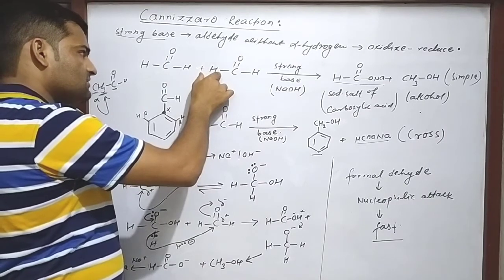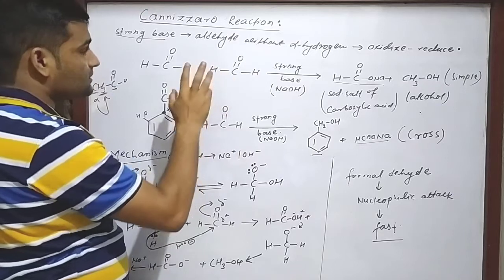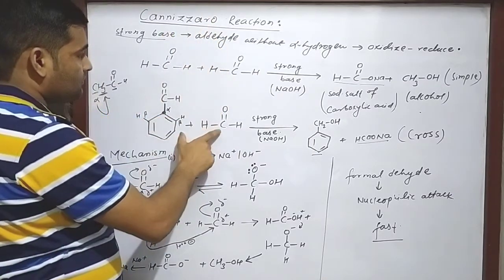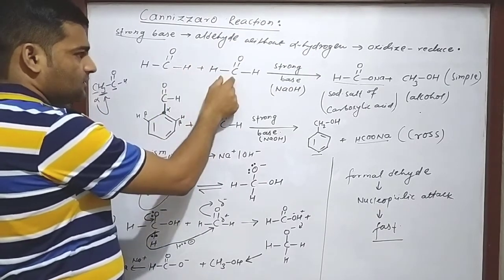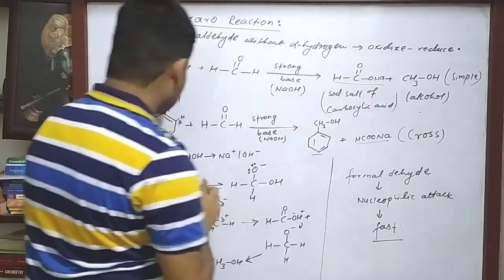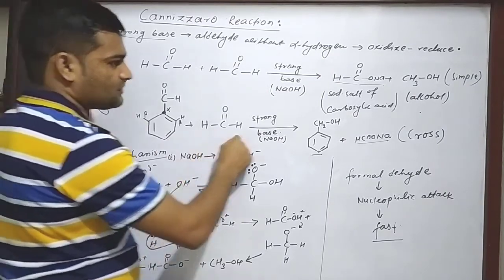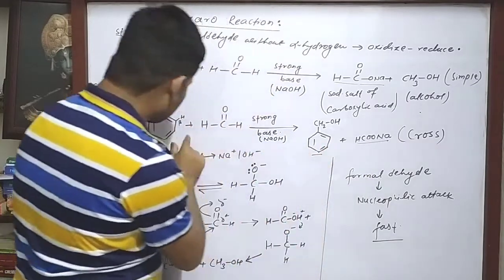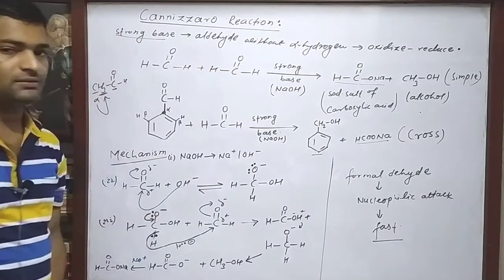Now try to understand, what we have discussed here is simple, normal Cannizzaro reaction, and this is cross Cannizzaro reaction. In Cannizzaro there are two types, simple Cannizzaro reaction and cross Cannizzaro reaction. When we take the same molecule, this is the simple Cannizzaro reaction, and when we take different carbonyl compounds, this is called cross Cannizzaro reaction. Here different molecules, this is cross; here same molecule, this is simple Cannizzaro. That's all.